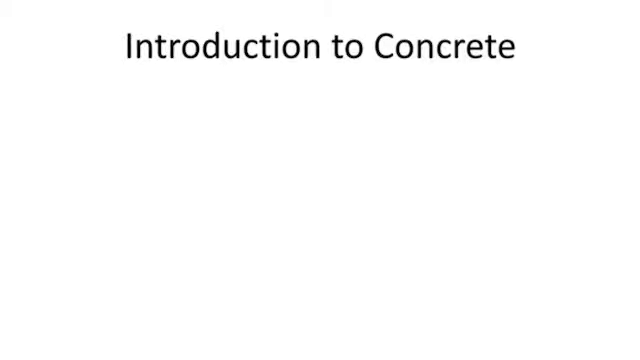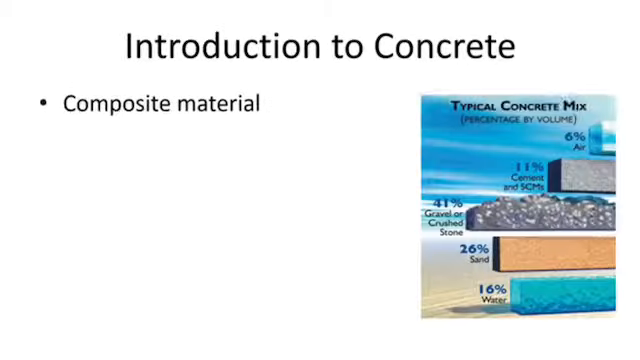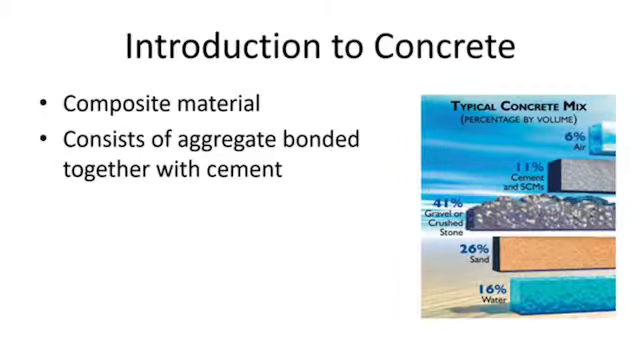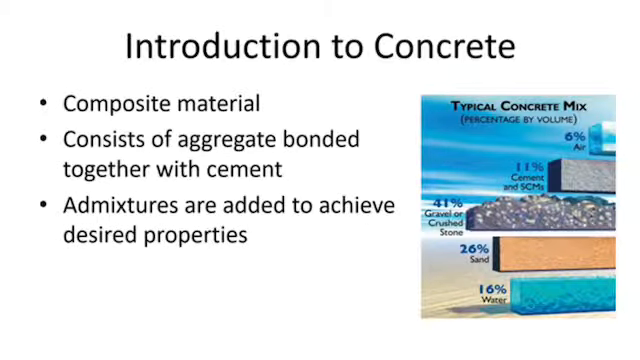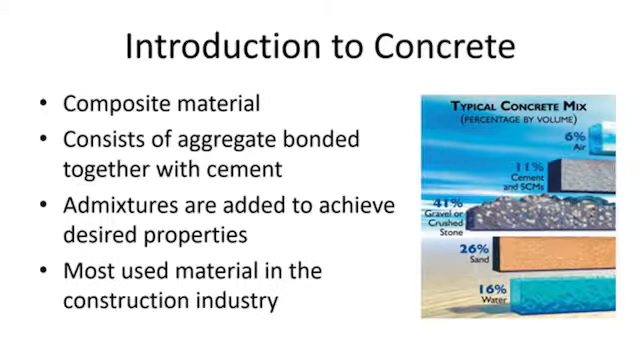Concrete is a composite material consisting of an aggregate bonded together with a glue-like substance called cement. Admixtures are often added to the concrete mix to achieve desired properties or modifications of the concrete. In the construction industry, concrete is the most commonly used material due to its durability, resistance, and long service life.